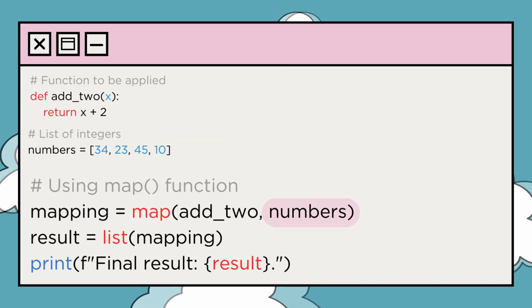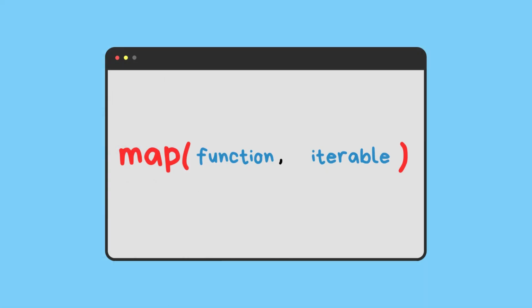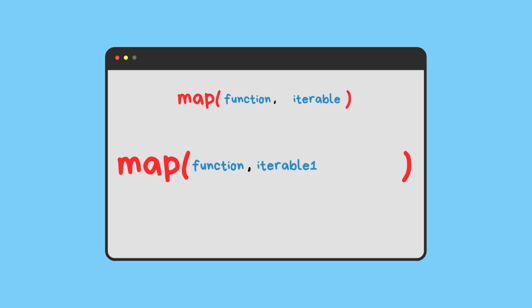So far, you've seen that we were working with a single iterable. You may be wondering what else there is. The map function isn't limited to just one iterable. You can actually pass multiple iterables, and the function will be applied to the corresponding elements.